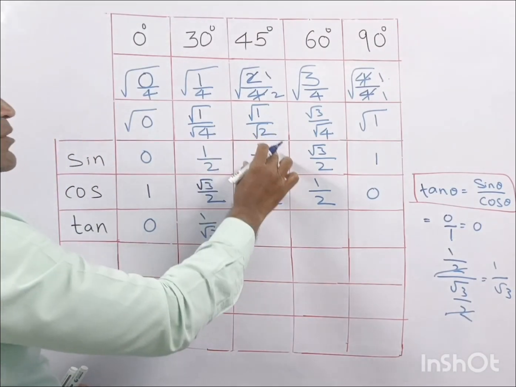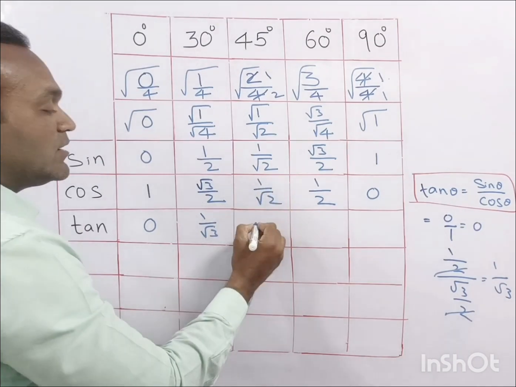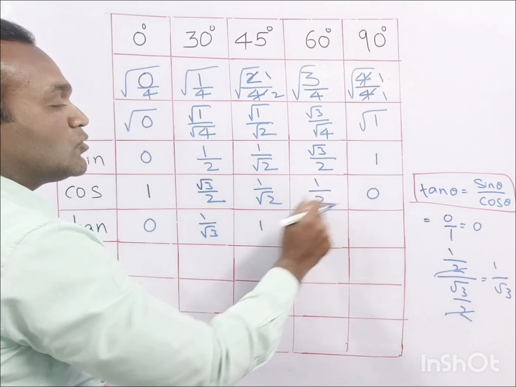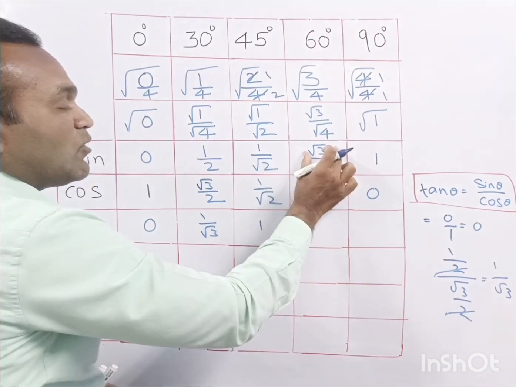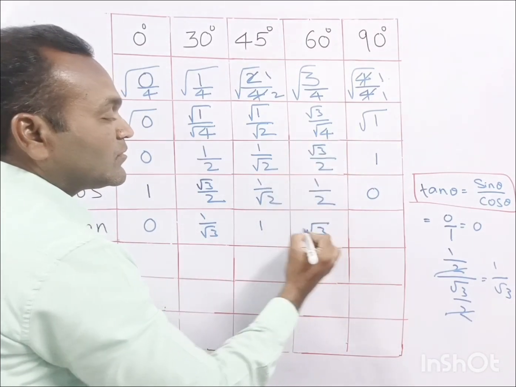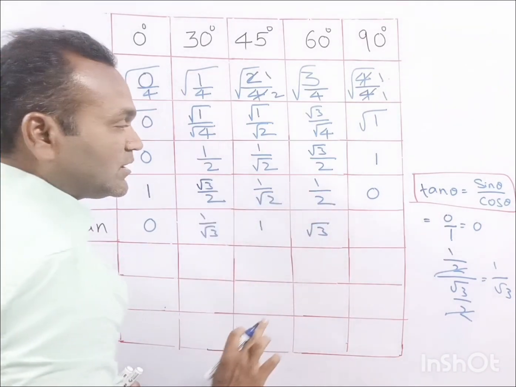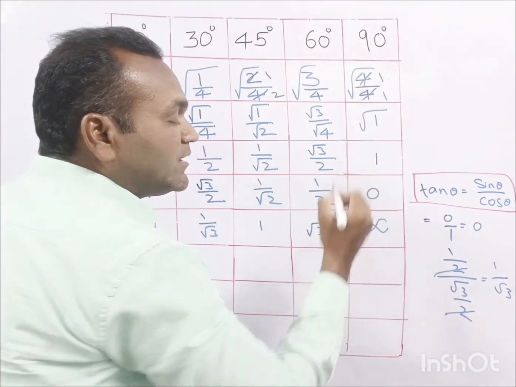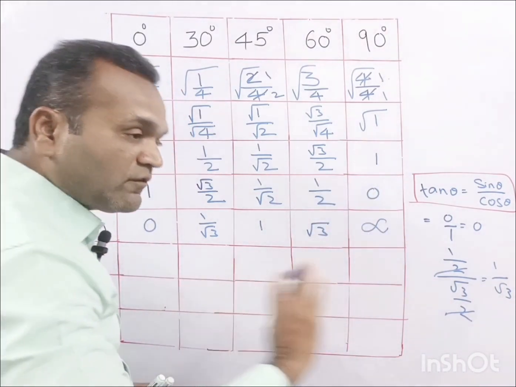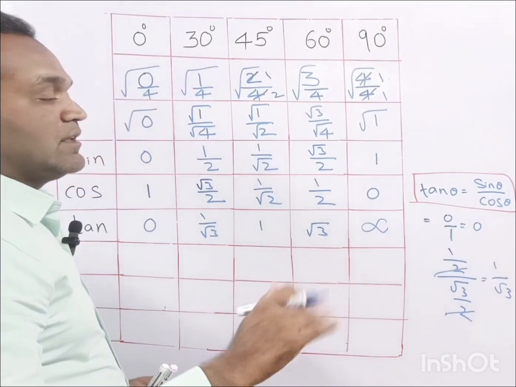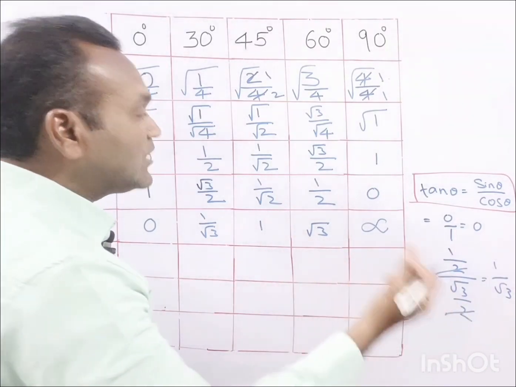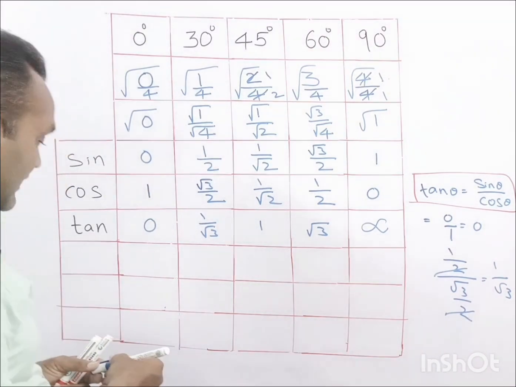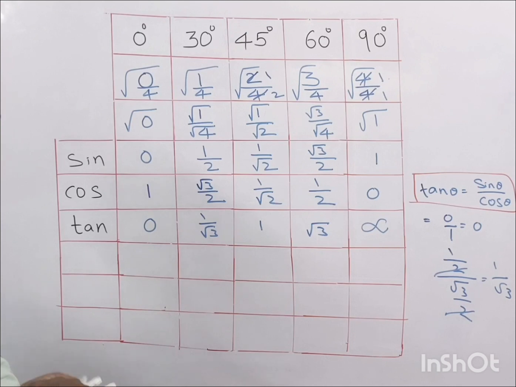Same way, 1 divided by root 2 divided by 1 by root 2, how much? It will be 1. Here root 3 by 2 divided by 1 by 2, if 2 gets cancelled, what remains? Root 3 by 1, and root 3 by 1 means root 3. 1 by 0, this is the new term. This is infinity. It means no definition, undefined, infinity or infinite, anything you can say.